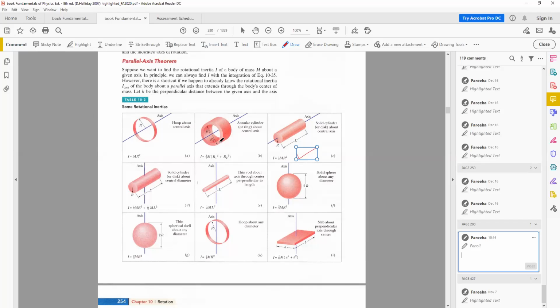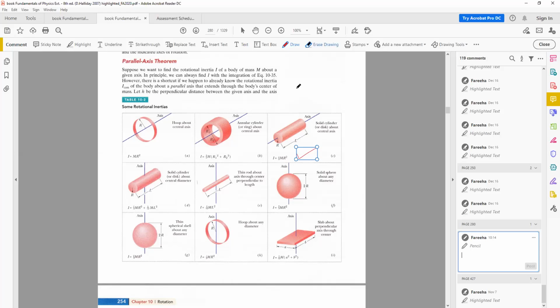In C, the axis is going through the diameter of the cylinder, and in D, the axis is going through the middle of the cylinder. The diameter is untouched. Okay, good. In D, the axis is going through the length.